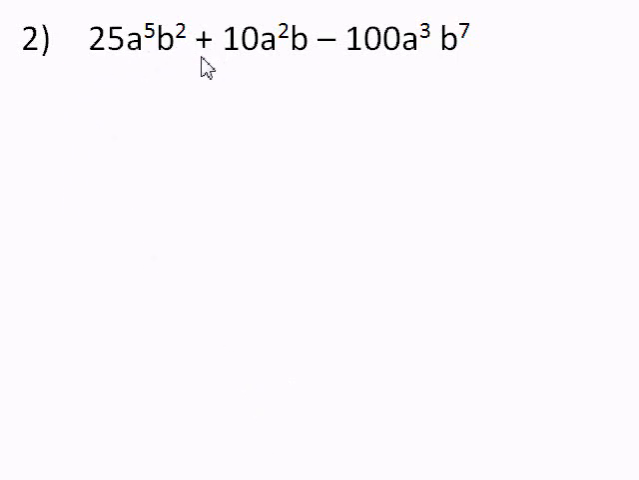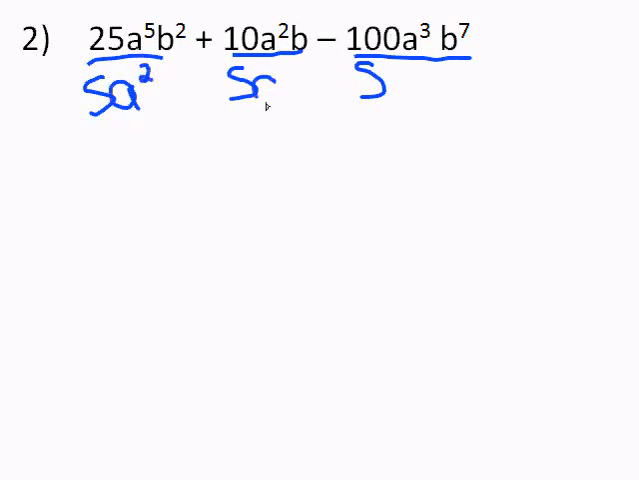25a to the fifth b squared plus 10a squared b minus 100a to the third b to the seventh. Notice that all of these terms are divisible by 5, being the largest number they can all be divided by. If we look at it, we have a to the fifth, a squared, a to the third. They all have at least a squared in common.